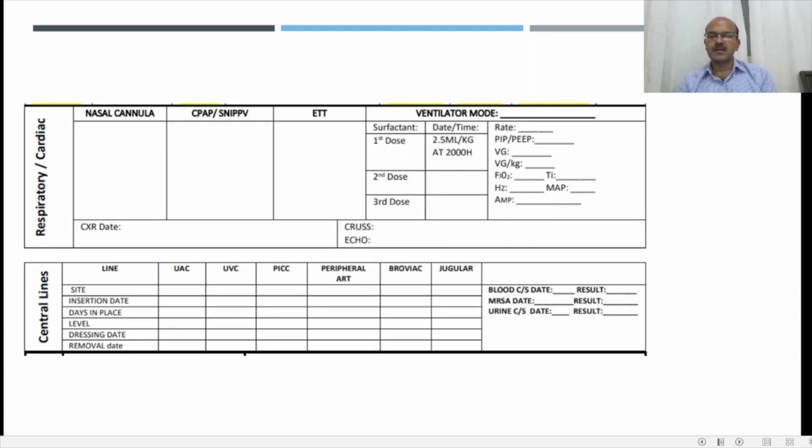The background part would cover the different systems: respiratory, cardiac, what support they are getting, cranial ultrasound, echocardiography if done, and you'll have a short history of the problems as well. And then assessment would include central lines, whatever fluid is going through that. This is also part of the background actually, because it's about reviewing the lines.